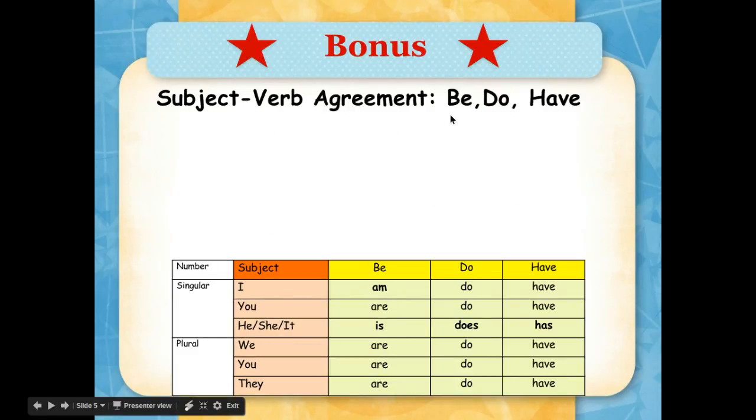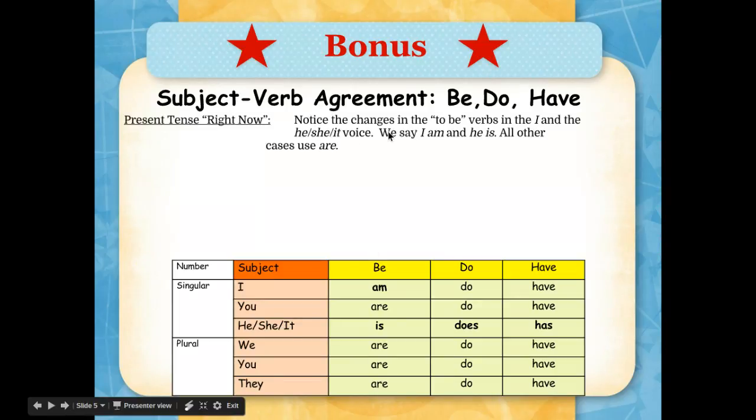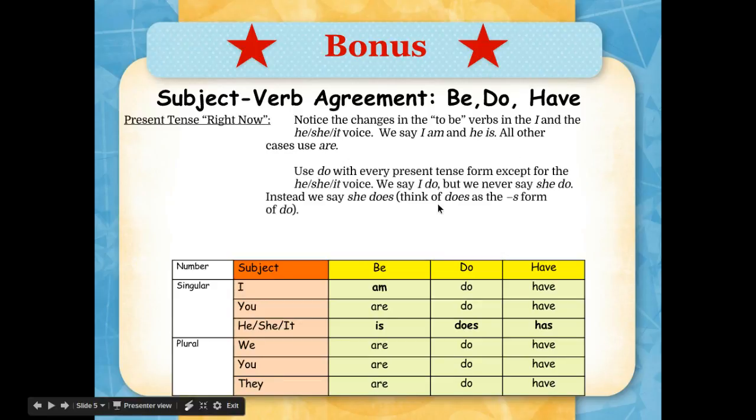All right, subject verb agreement: be, do, and have. Notice the changes in the to be verbs in the I and the he, she, it voice. We say I am and he is. All other cases use are. Use do with every present tense form except for the he, she, it voice. Have verbs follow the same pattern. Think of has as the S form of have.